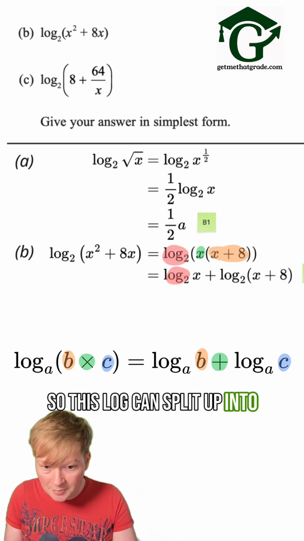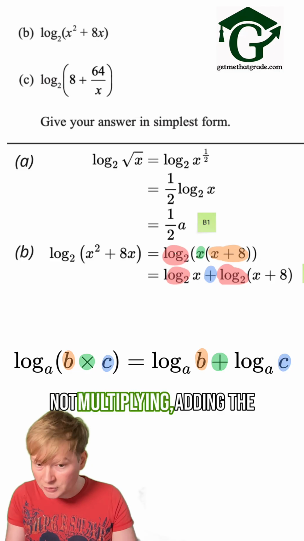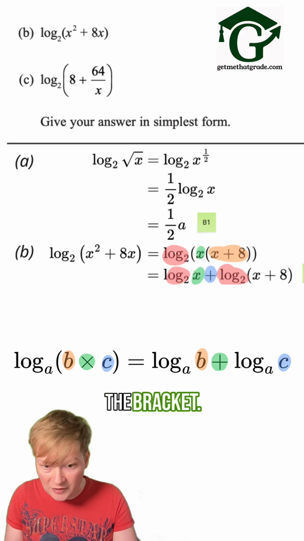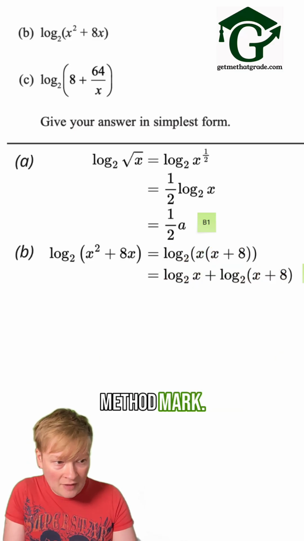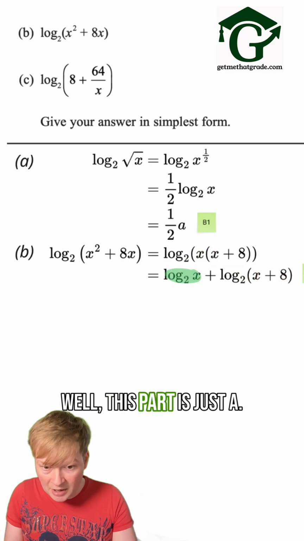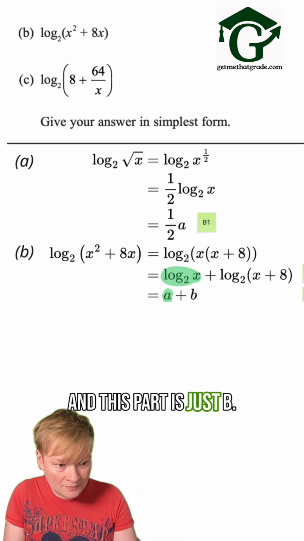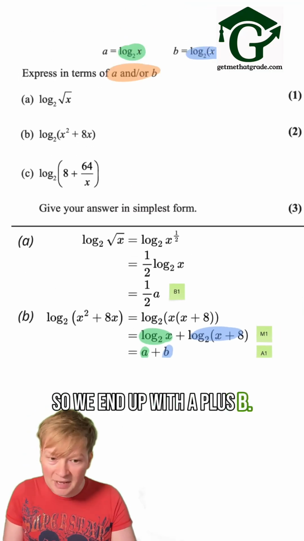So this log can split up into two separate logs where we are now adding the two logs, not multiplying, adding the two logs of the two things that were being multiplied within the argument, within the bracket. So you can see how we split that up there. If you do that, you get a method mark. And then you can notice that, well, this part is just a. That's what we had here. And this part is just b. That's what we had in the question here. So we end up with a plus b.